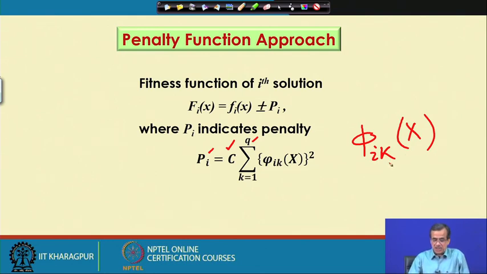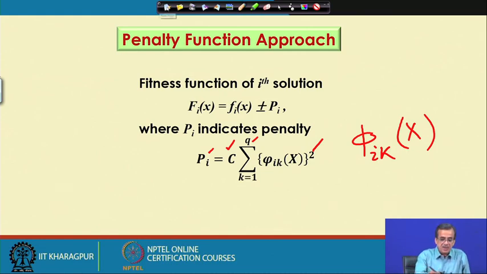Now, this particular phi i k x could be either positive or negative, and that is why, to make it positive, we use this particular square term, and sometimes we also use the mod value to get this positive value in place of the square term. Now, let us see how to find out this particular penalty value using different approaches.